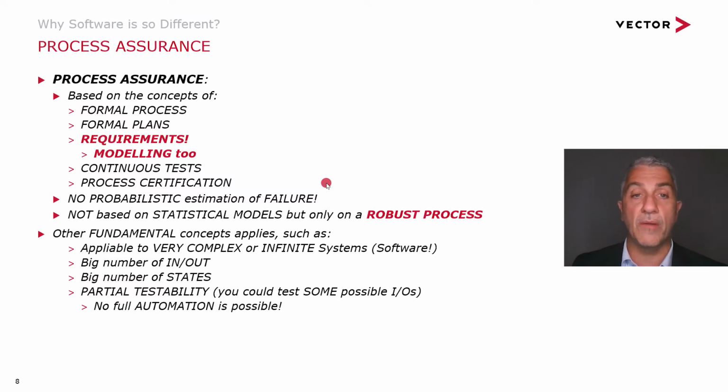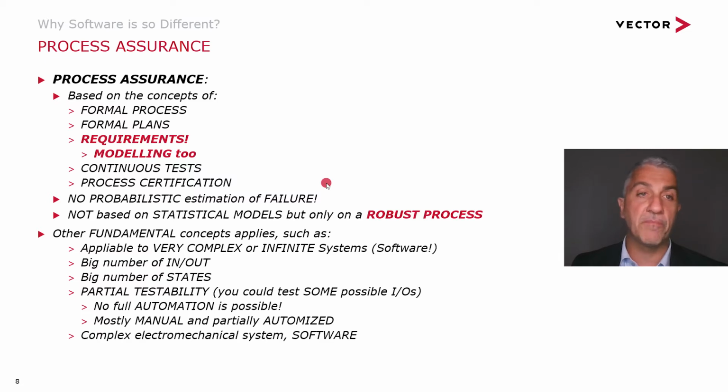And we will talk about what is automation, what is manual, what is automated, because there is a difference between these terms. And process assurance is typical of complex electromechanical systems and of software. So our interest is for software.